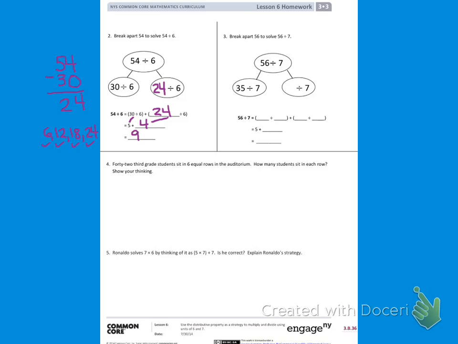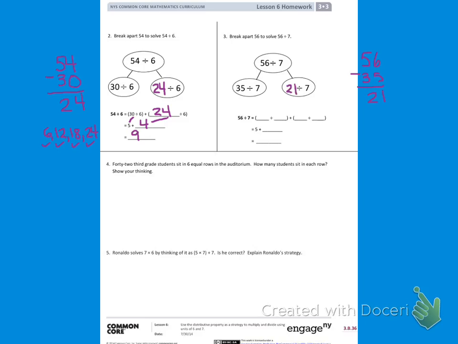Let's look at problem 3. Break apart 56 to solve 56 divided by 7. Again, we're going to pull out an easy fives fact. 7 times 5 is 35. So in the first circle, we have 35 divided by 7. Now I'll figure out how much is left. I had 56. I'm taking out the 35. 6 minus 5 is 1, and 5 minus 3 is 2. So we have 21 left.